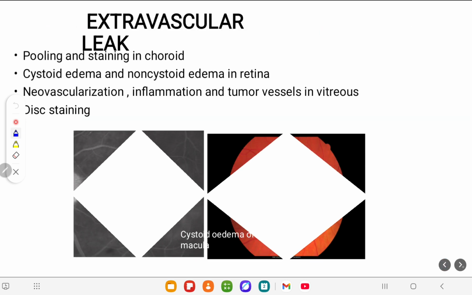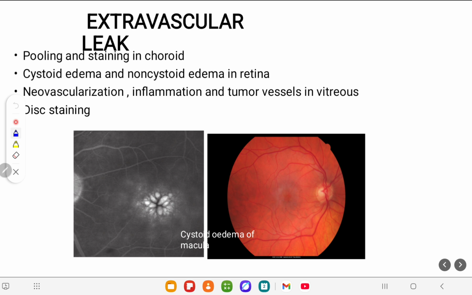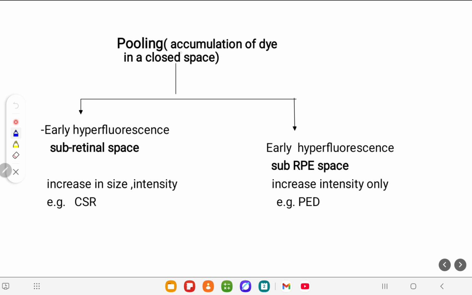So what are the extravascular leaks? What do you mean by extravascular leak? Pooling and staining in the choroid, cystoid and non-cystoid edema in the retina, neovascularization, inflammation and tumor vessels in the vitreous are all extravascular leaks. See this cystoid macular edema, can you see this? It's very simple. Pooling means accumulation of dye in a closed space.